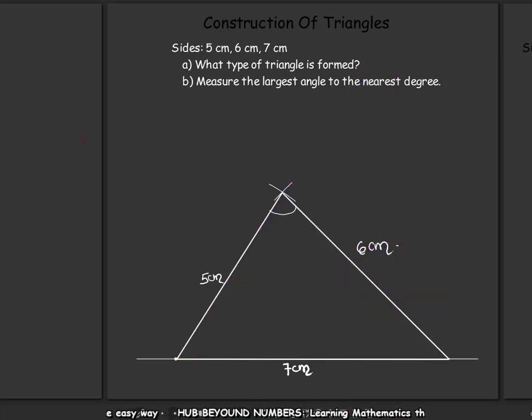So simply put, to construct a triangle when you are given all the sides, the only thing you need to do is to take your ruler, then your compass, then your pencil. Then you draw the base. And for the remaining sides, you just open them on your ruler with the compass. Then draw your arc. You are good to go. So let's take some more examples and see how far this can get.